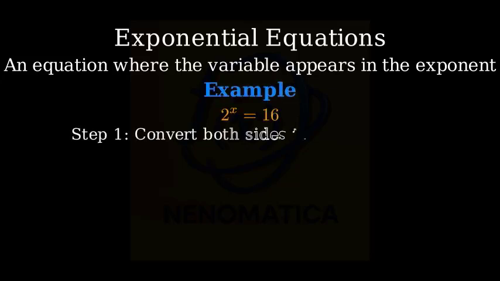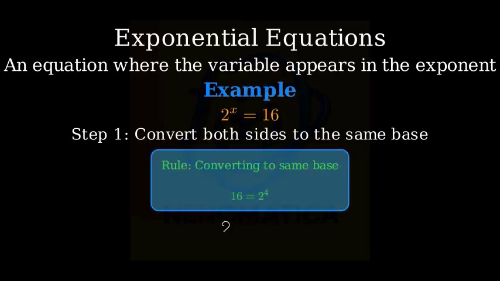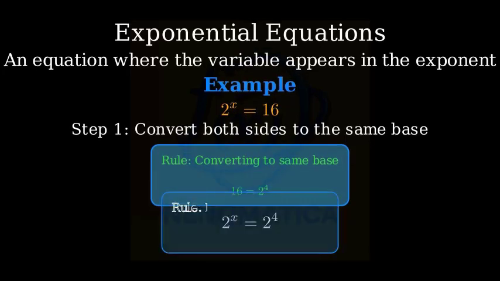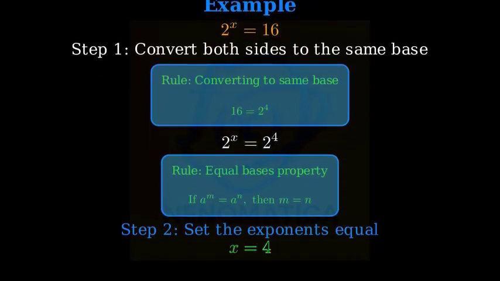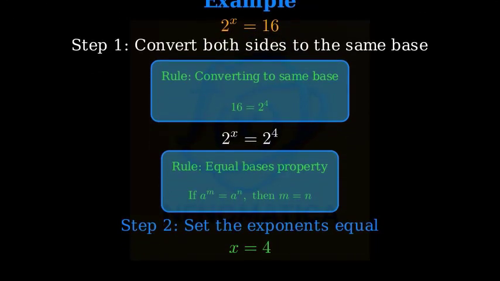To solve this type of exponential equation, we need to convert both sides to have the same base. Then we can equate the exponents. We notice that 16 can be rewritten as 2 to the power of 4, since 2 to the fourth is 16. Now that both sides have the same base, we can set the exponents equal to each other. When we have the same base on both sides of an equation, the exponents must be equal.